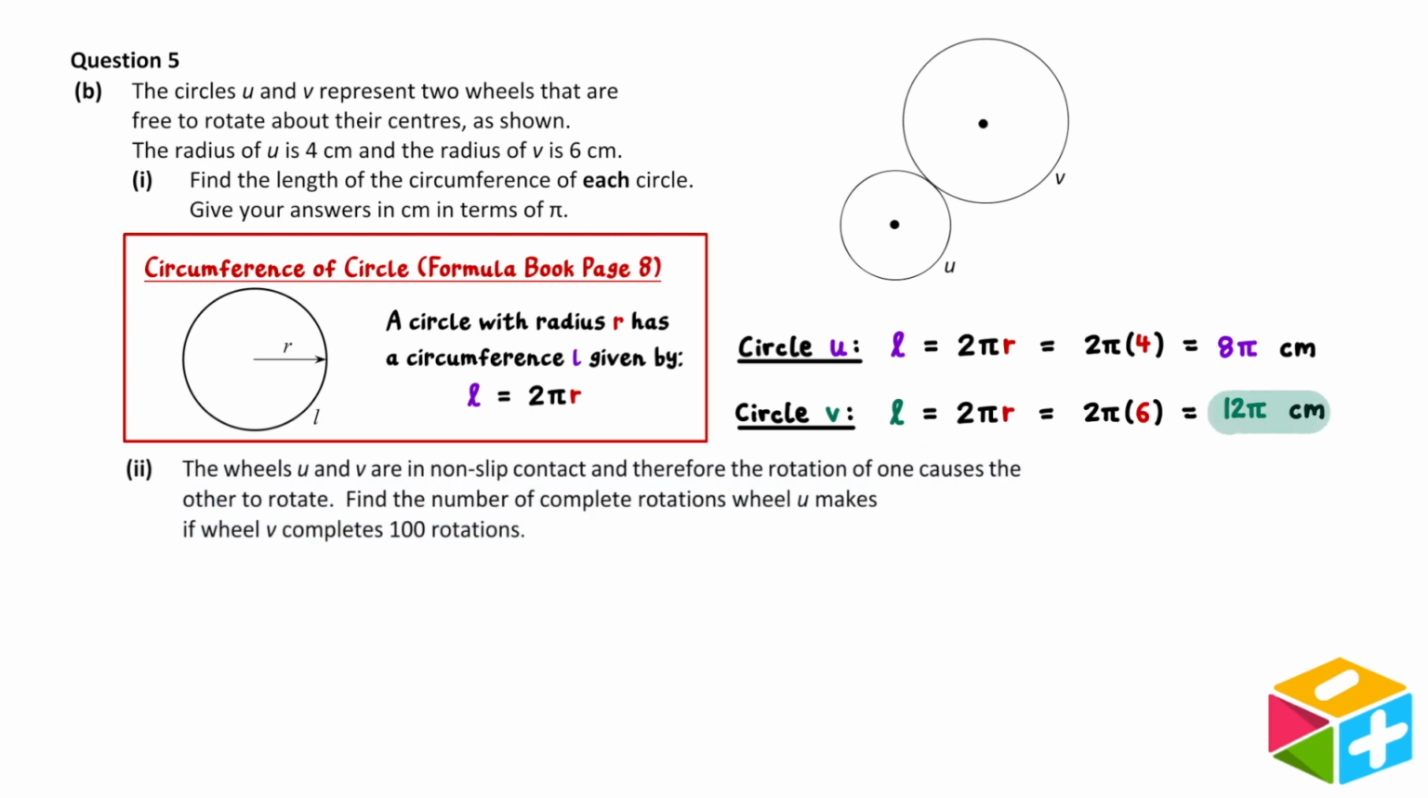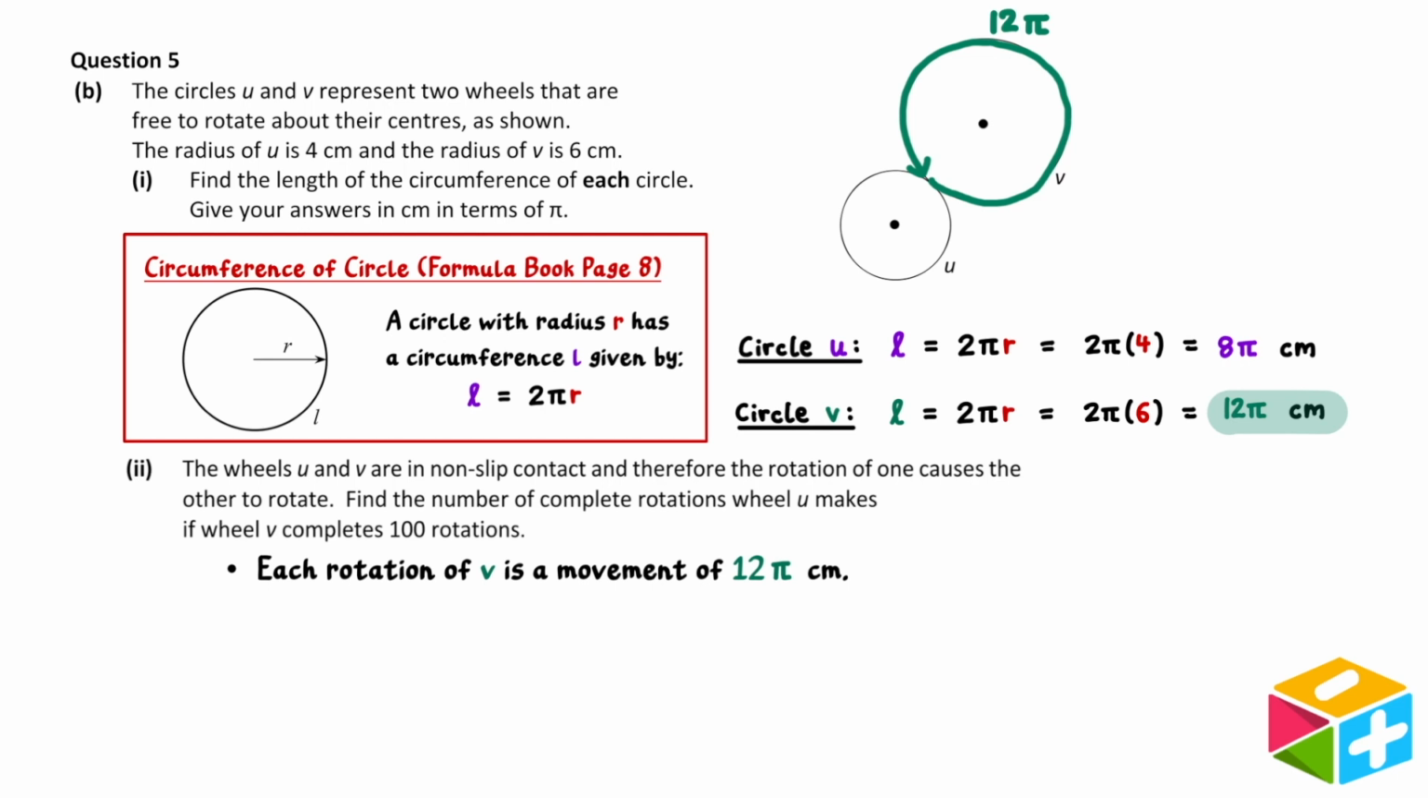In part I, we found that the circumference of V is 12 pi centimetres. This means that if you drew a line along the boundary of V, the length of this line would be 12 pi centimetres. This means that one full rotation of V corresponds to a movement of 12 pi centimetres. It follows that 100 rotations of V would correspond to a movement of 12 pi times 100. This comes out as 1200 pi centimetres.